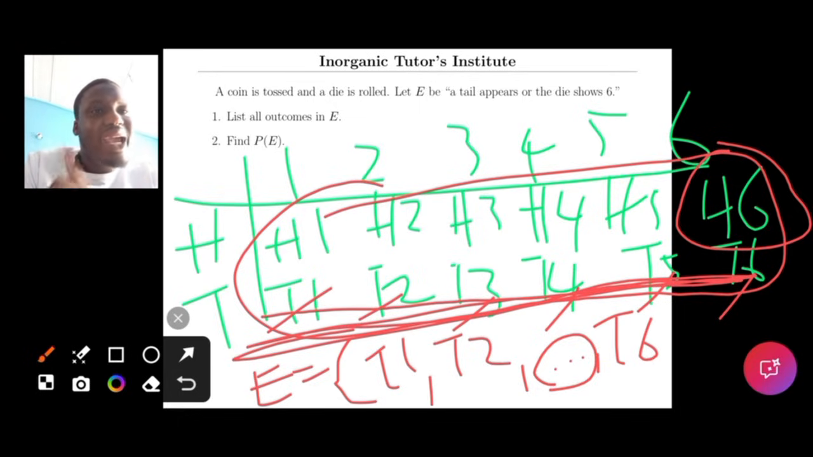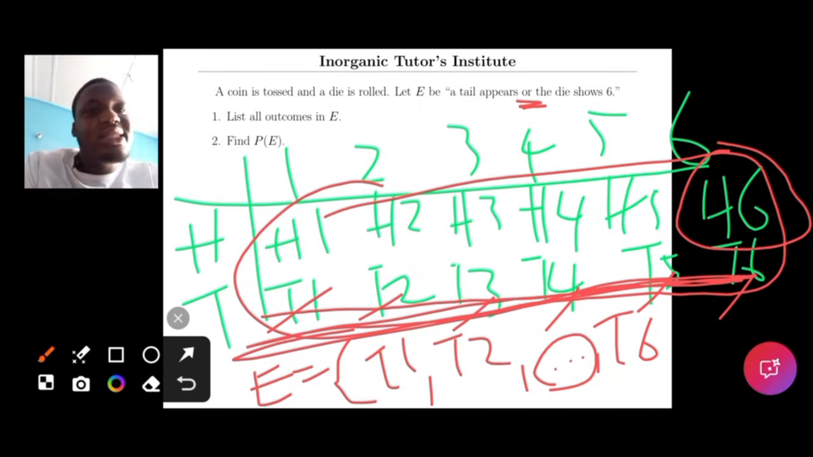So if you get a head from the tossing, it doesn't mean life has come to an end. You can still satisfy E by getting what? A 6. The question didn't say a tail appears and a 6. It would have been different if the "or" changes to "and". "And" means get a tail and get a 6. That one is just T6, a tail and a 6.